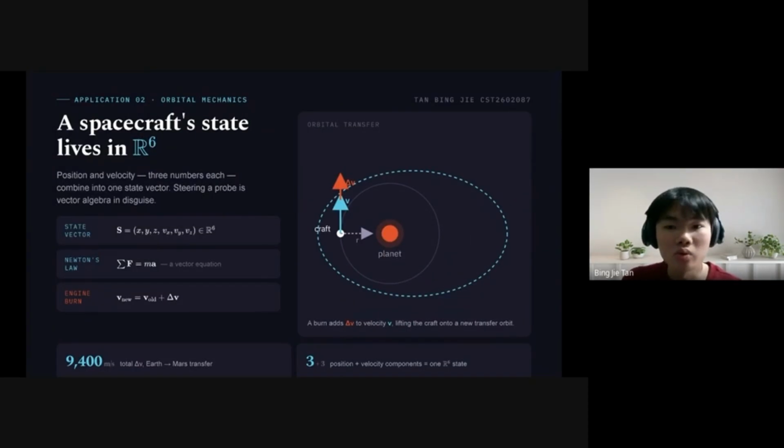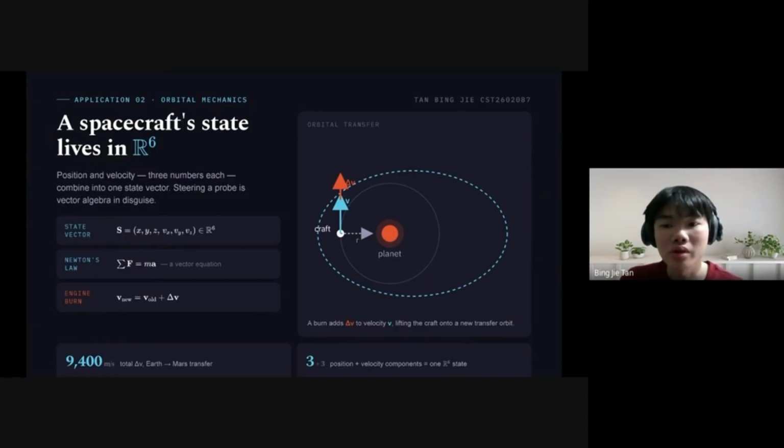Next, let's go to the spacecraft. To describe where a spacecraft is and how it's moving, we need two things: position and velocity. Position is three numbers, x, y, z, and velocity is three more, vx, vy, and vz. Stack them together and you get one state vector. It's a single point in 6-dimensional space that captures everything about the craft's motion at one instant.